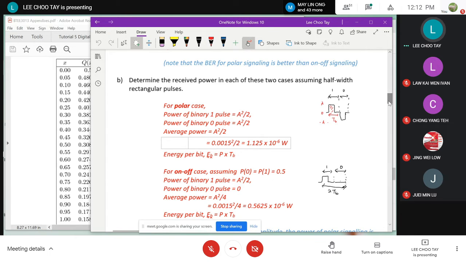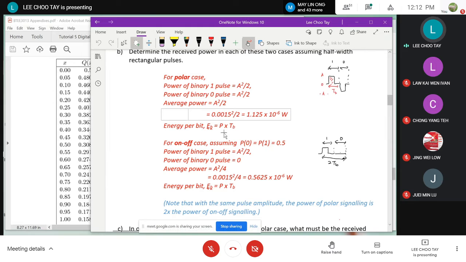And then for the on-off case, again, to simplify our calculation, we're going to assume that the probability of sending 0 and the probability of sending 1 are the same. They are at 0.5. So that means half of the time we are sending 0, half the time we are sending 1, because that helps us calculate our average. So for on-off signaling with a half-wave pulse, to send a 1, we send a positive pulse that lasts for half the bit duration. But to send a 0, because it's on-off, we turn off the pulse. We don't send anything when we send a 0.